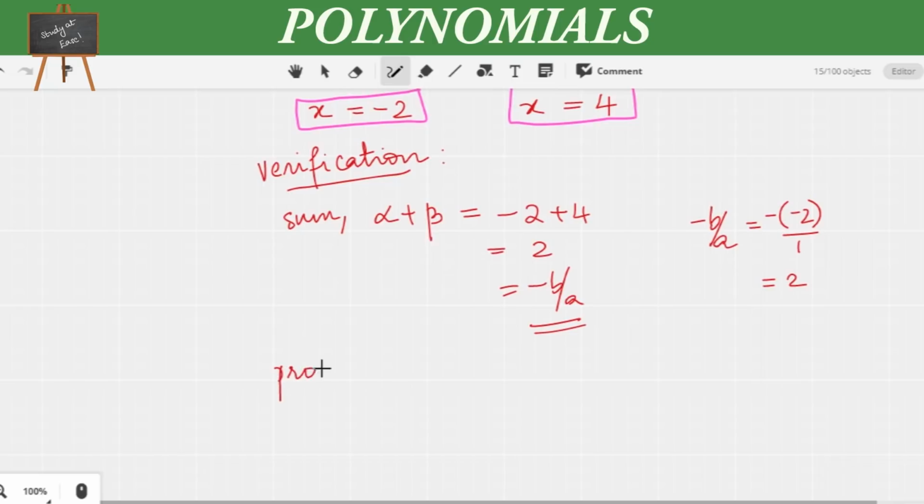Now let us verify the product. The product of the zeros, that is alpha beta, which is equal to minus 2 multiplied by 4. So we got minus 8.